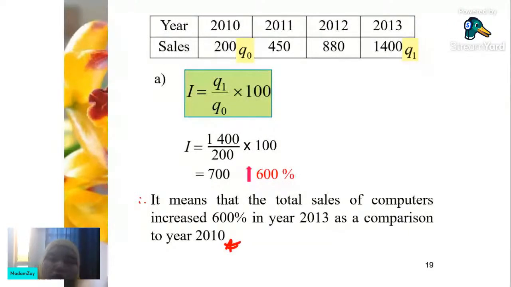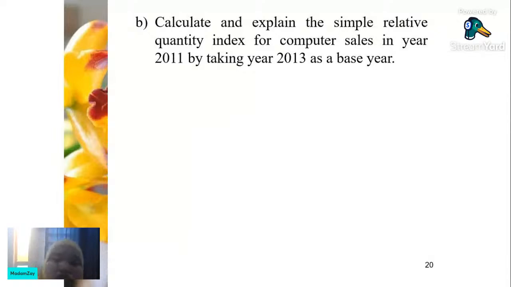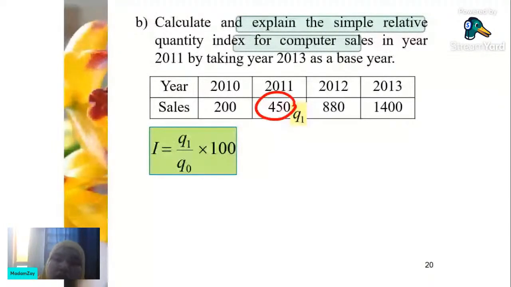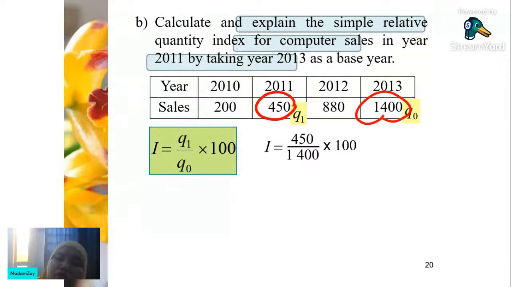Okay, now for question B, we want to calculate and explain the simple relative quantity index for computer sales in year 2011 by taking 2013 as base. So 2011 is the current year, so the quantity will be 450. That is Q1. And then the Q0, the base year 2013, is 1400. So Q0 is 1400. Substitute the value, we have 450 over 1400 multiplied by 100. So it will be 32.14. So from 100, it's going down to 32.14.